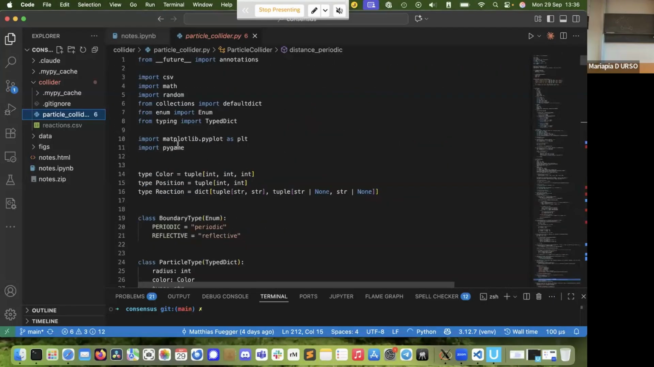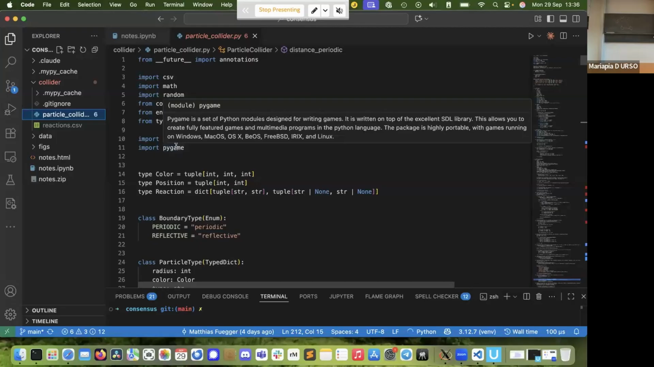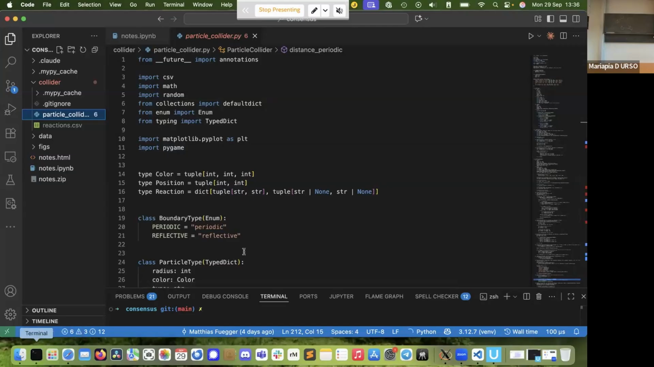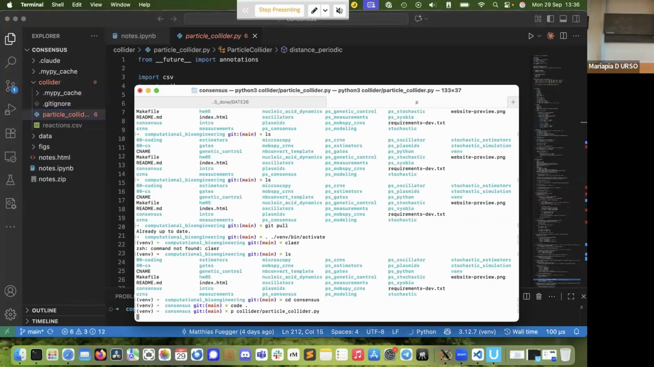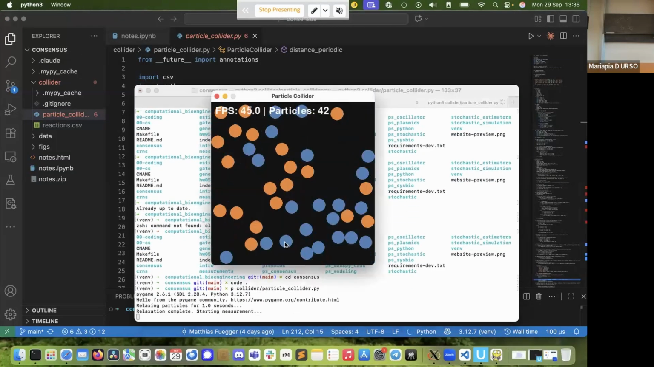It's using, by the way, just for fun, if you're interested, it's implementing a Pygame. So there's a Pygame library where you can code some little games, and this is exactly perfect to show this. So let's do that.